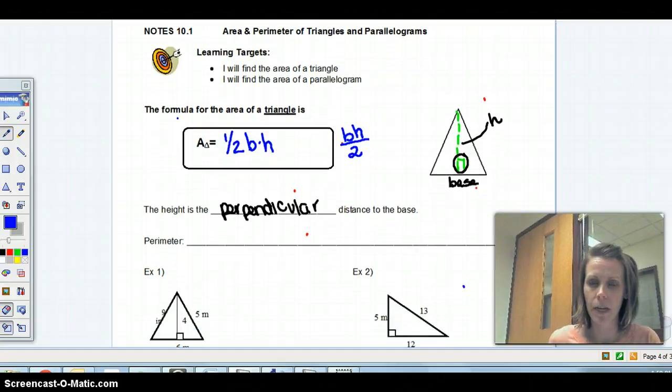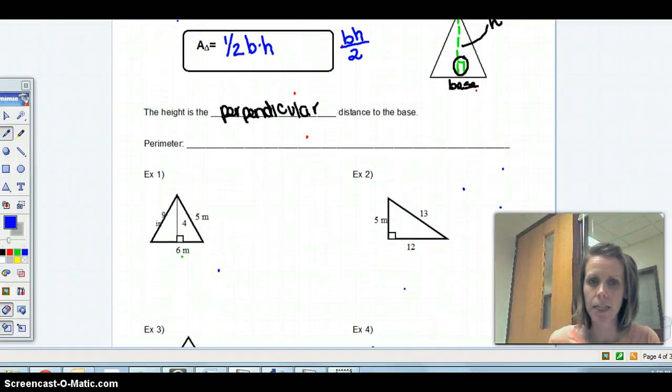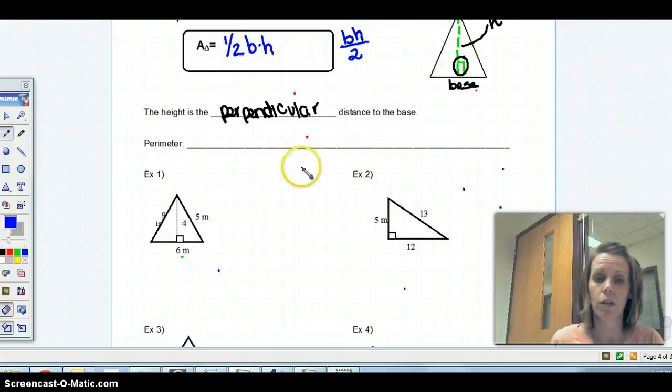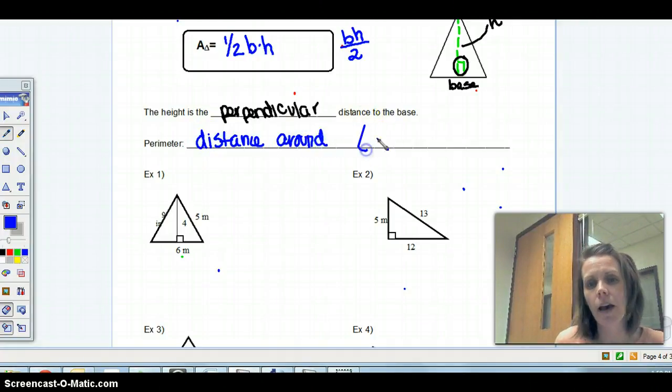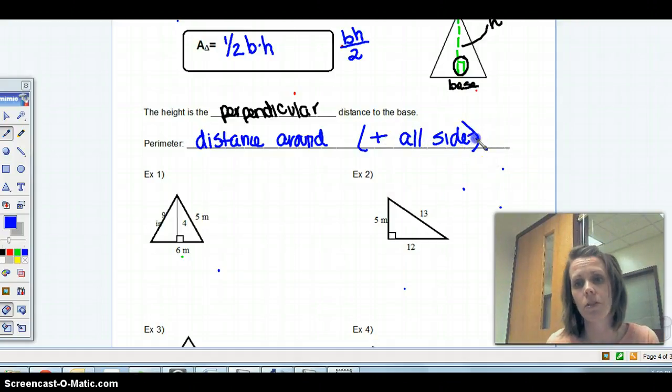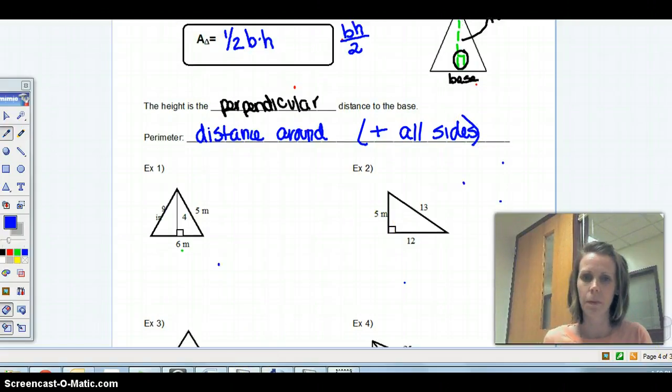Perimeter, which we're going to talk about a little bit later at the very end. Perimeter of any shape, including this beautiful little triangle here, is going to be the distance around. So the distance all the way around that shape. And to find that, you've probably done this before. But the distance around, you're just going to add all sides. So for these triangles, you're going to be adding 3 numbers together. Okay? All right, so let's look at some examples.